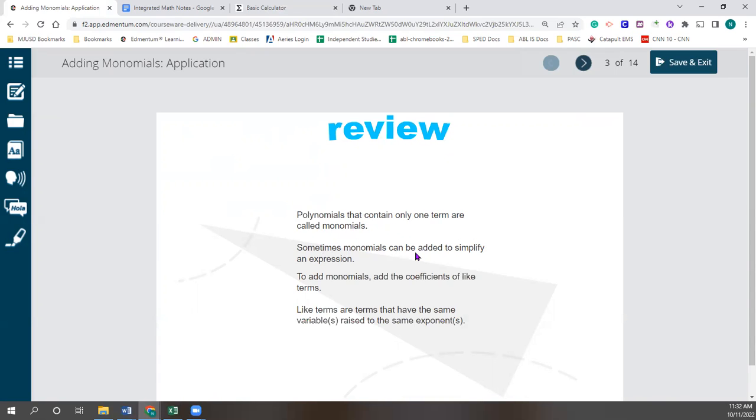So polynomials that contain only one term are called monomials. Sometimes monomials can be added to simplify an expression. To add monomials, add the coefficients of like terms. Like terms are terms that have the same variable raised to the same exponents.